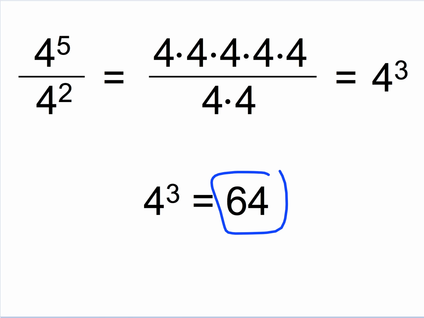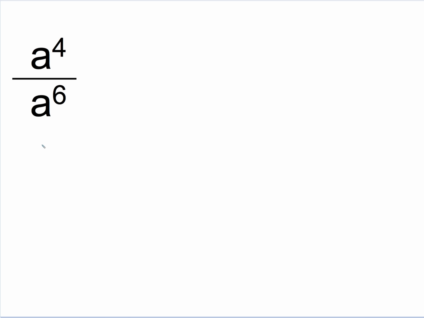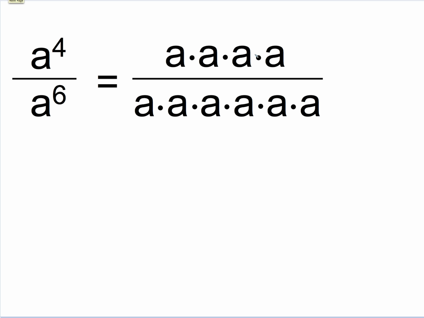All right, let's take a look at an example with variables now. A to the 4th divided by a to the 6th. So in the numerator, we would have a times a times a times a, and in the denominator, a times a times a times a times a times a. So these two will cancel each other out. These will cancel. These will cancel. These will cancel, so we are left with 2 a's in the denominator.